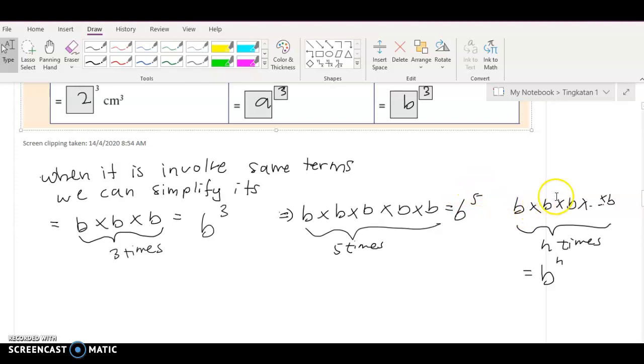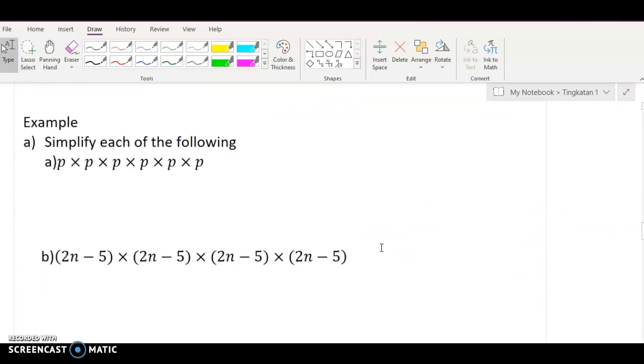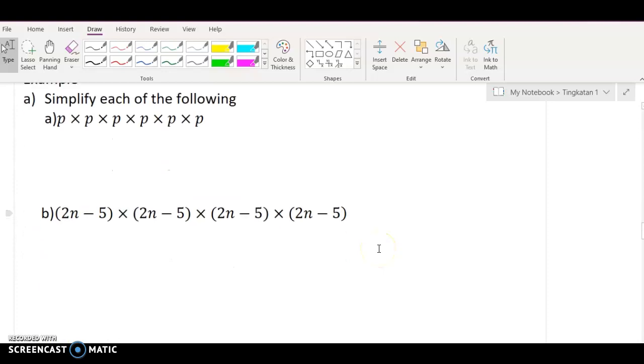If you have B times B times B and so on until B, and you don't know how many B's there are, we can represent it with the letter n for n times. So we can write it as B to the power of n. Now let's look at some examples of this.